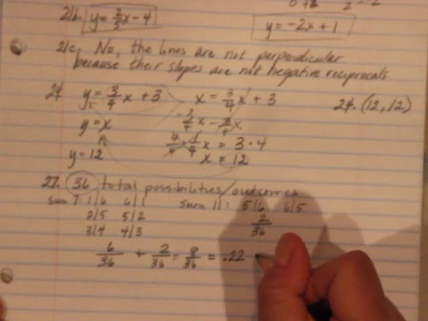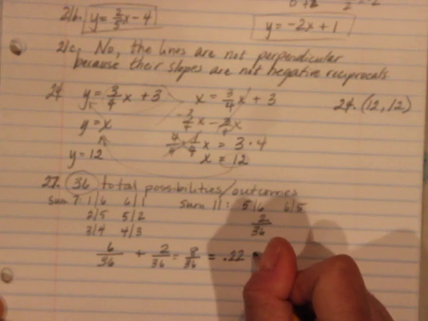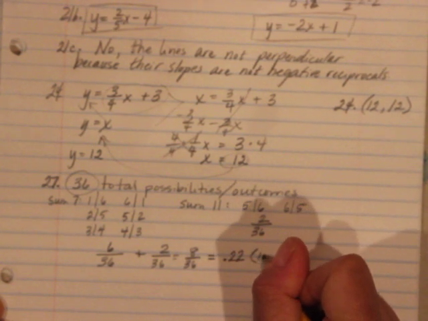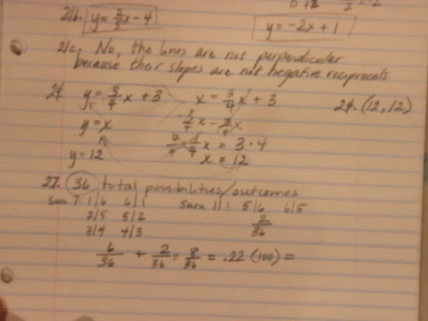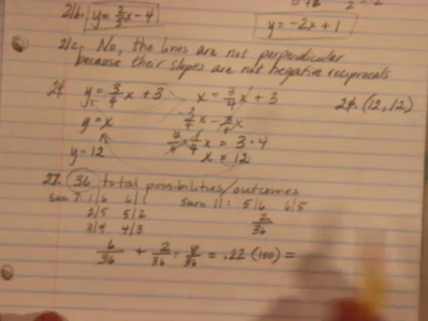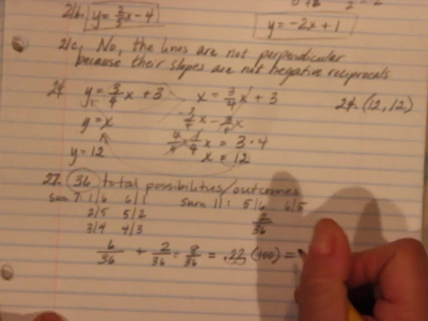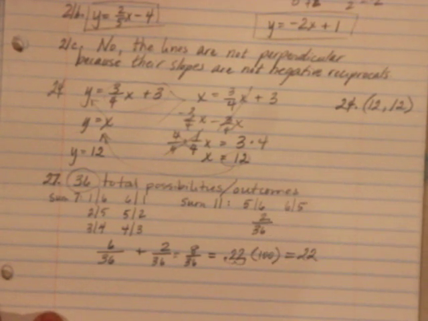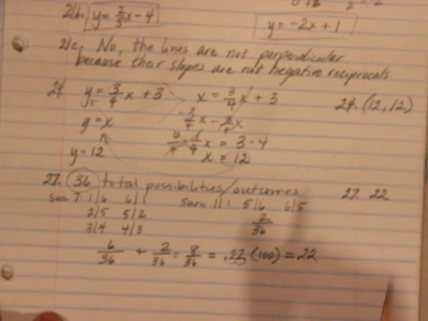Now that's just on a single roll. So if I multiply this by 100 rolls, I can predict approximately the number of times that either a sum of 7 or 11 is going to be rolled. If I multiply 0.22 by 100, the answer is 22. Okay, 22 times. That's my answer.